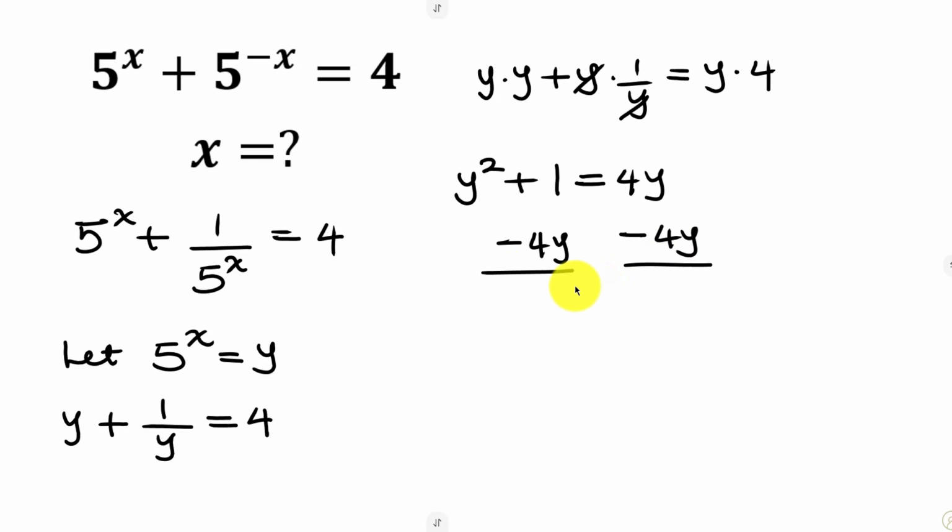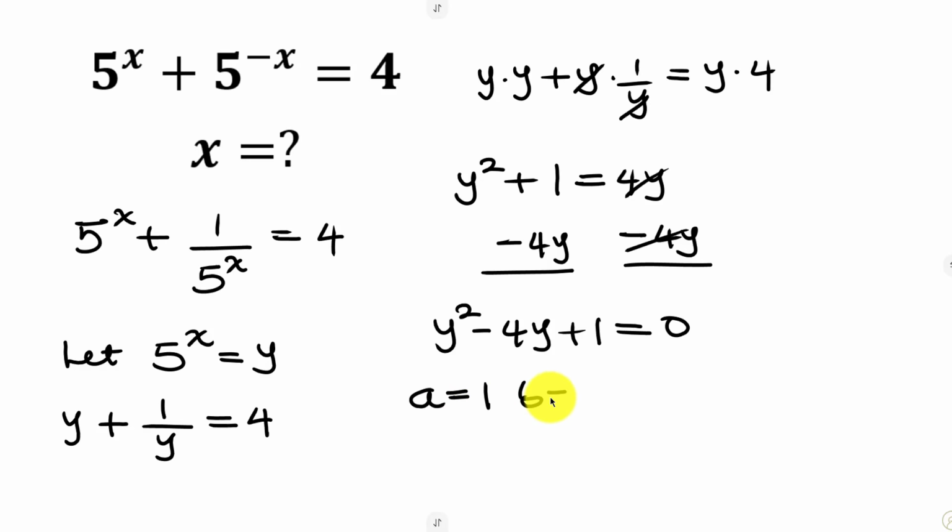Now on subtracting, we have y squared, now minus 4y, and now we have plus 1 to be equal to, now 4y minus 4y is 0. Very good. So we have a nice quadratic equation. And we're going to be using the quadratic formula to solve this. Our a from this quadratic equation is 1. Our b is negative 4. And our c is 1.